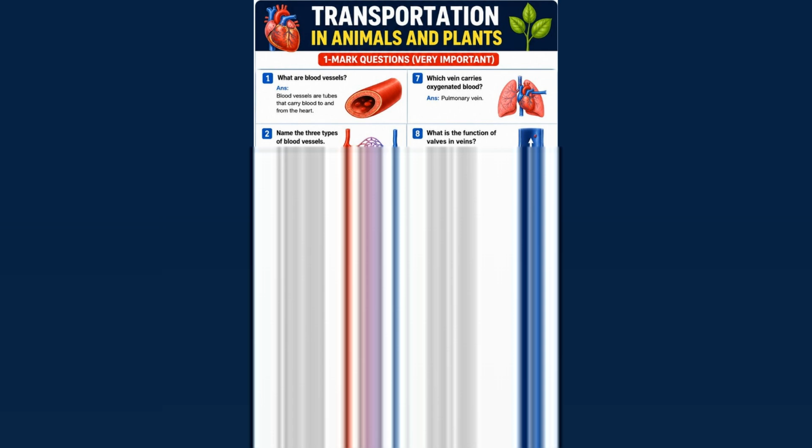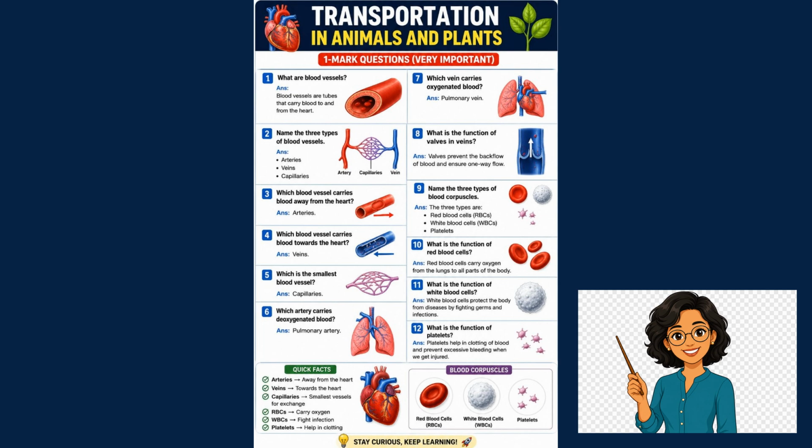Question 1. What are blood vessels? The answer is, tubes that carry blood to and from the heart. Question 2. Name the 3 types of blood vessels. The answer is, arteries, veins and capillaries.